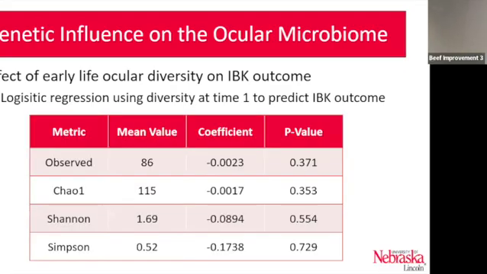So here I have all of our diversity metrics. I have what that observed phenotype value is, so you can put these coefficients in perspective, right? I have put the p-values up here, and you can see none of them would be close to what we would traditionally call significant. That said, all of these coefficients are negative. So in theory, the more diverse the ocular microbiome is at time point 1, at about 60 days of age, the less likely that animal is to get pink eye in the future.